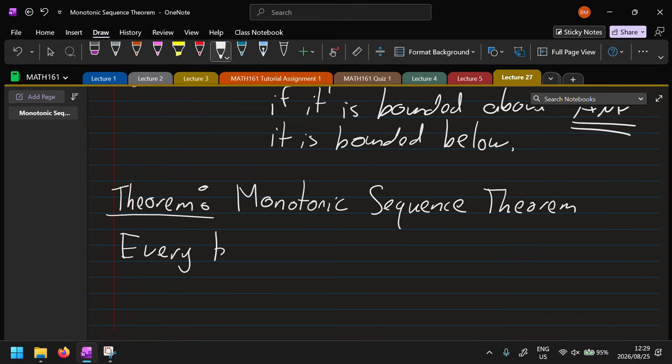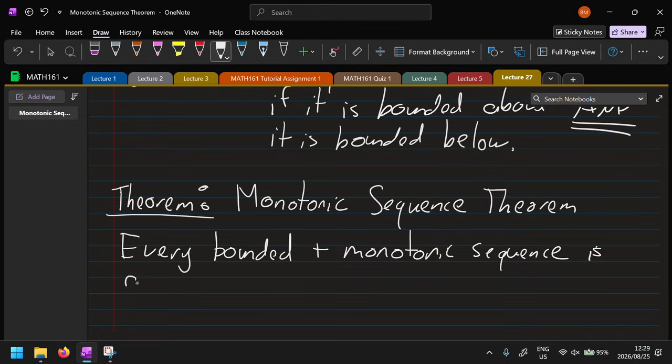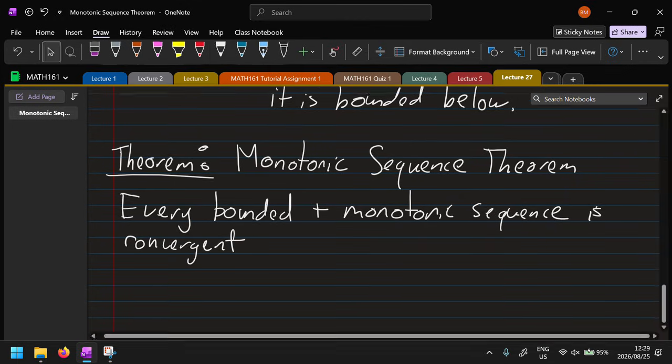Every bounded plus monotonic sequence is convergent. Okay. So we know what bounded means, bounded above and bounded below.